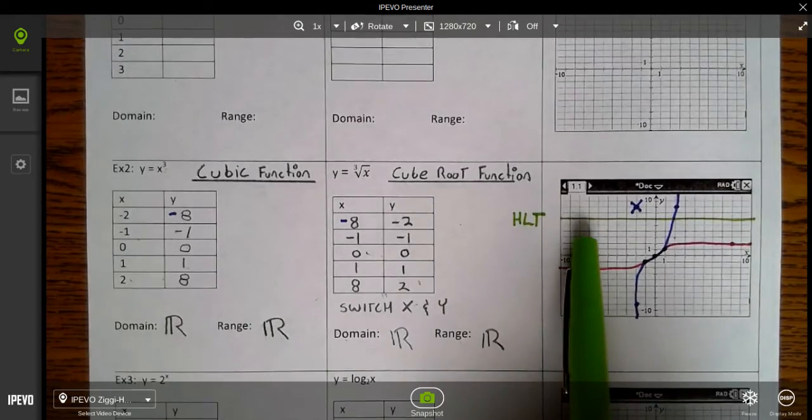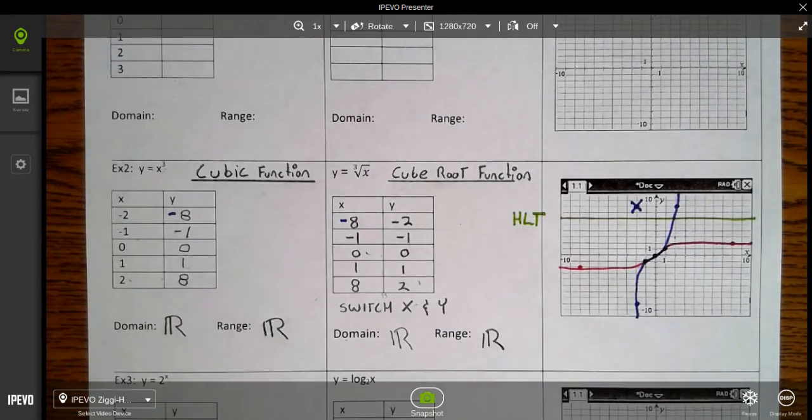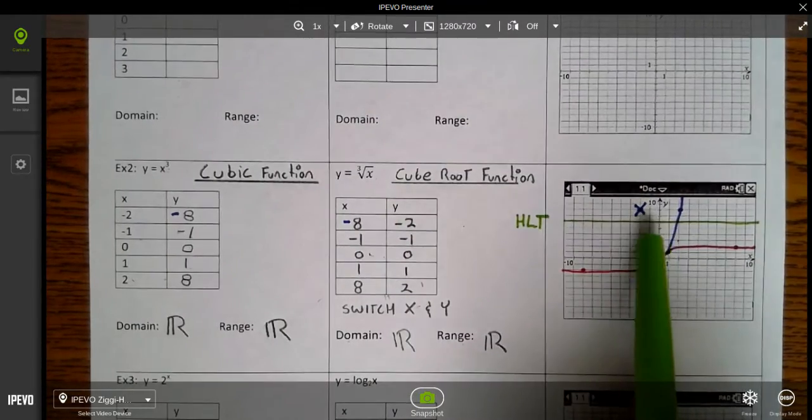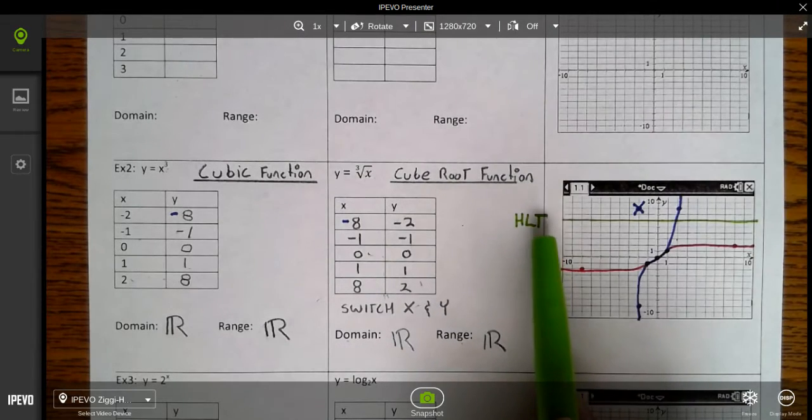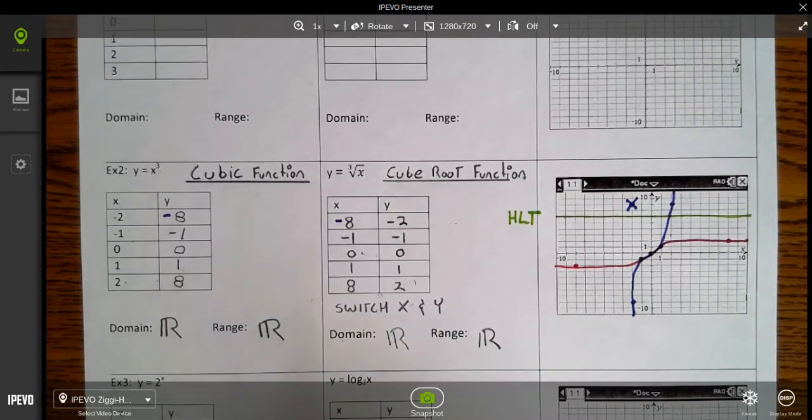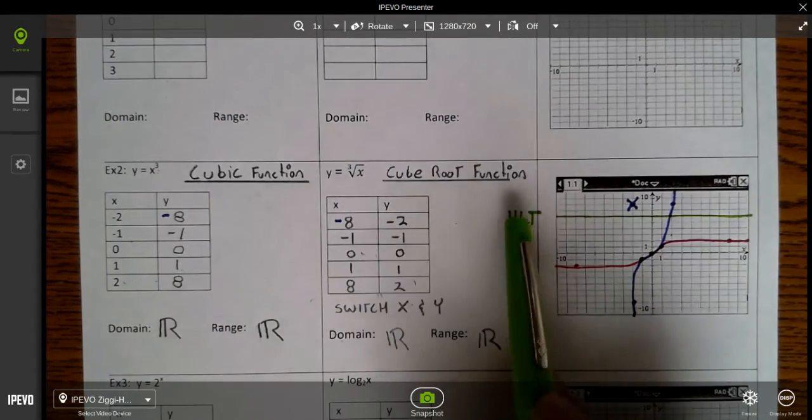That's going to be important when we get to example number 1, and that's part of the reason why I'm going to do example number 1 in class, because when we do a horizontal line test of example number 1, it gets kind of complicated because something happens, and so keep that in mind.